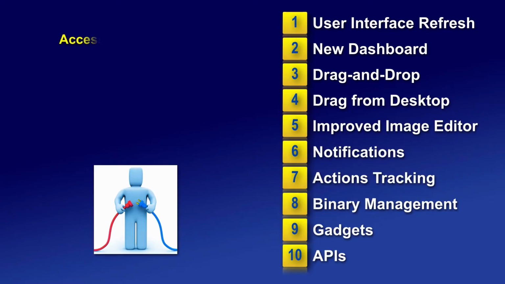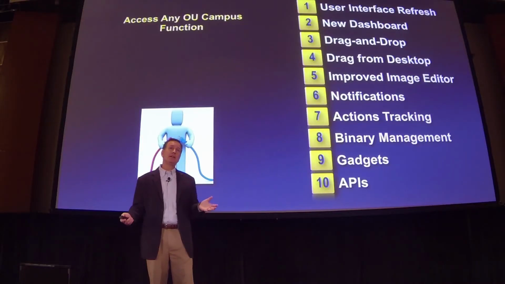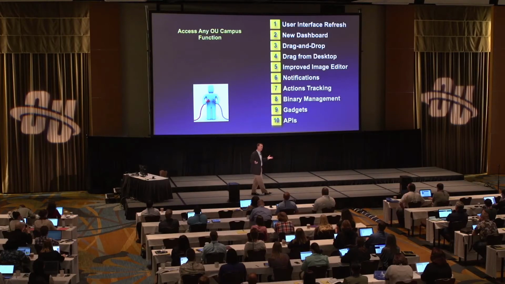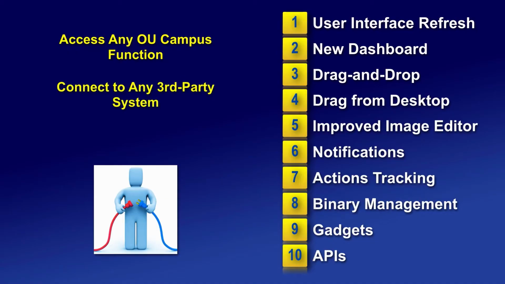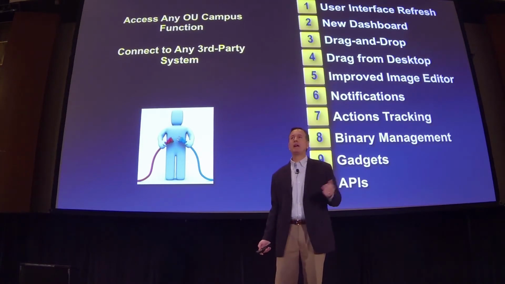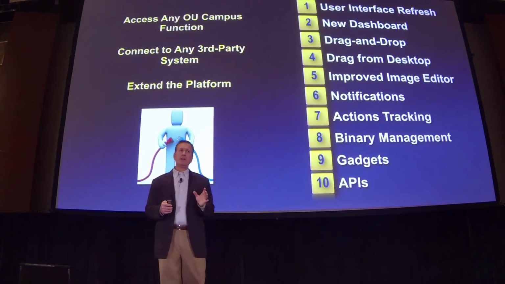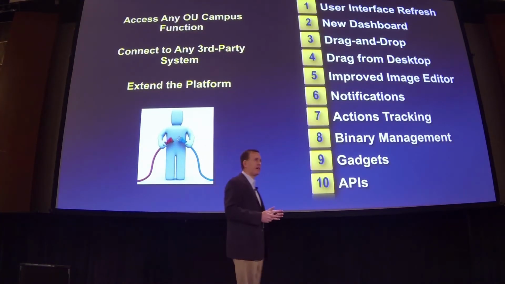APIs mean that you can access any OU Campus function. I mean, you name it. It could be the editor, it could be the version control system, it could be workflow. And you can access it remotely from any other system. You can connect to a third-party system. It could be something you've already built. It could be something that you're about to embark on. And you can truly extend the platform beyond what a CMS is defined as today. APIs are going to be a huge part of our story over the next 5 years.